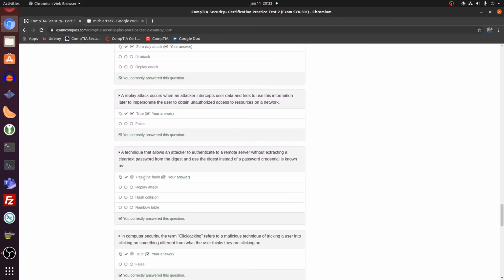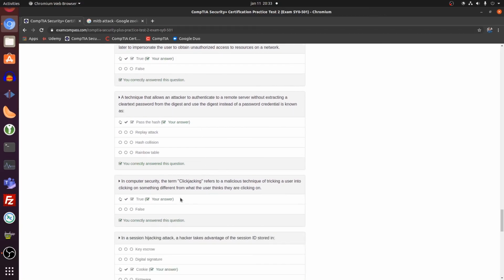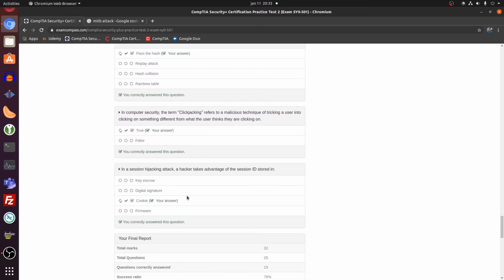This is correct. This is correct. Pass the hash. Hey man, pass me the hash. Anyway, moving on. Correct. Clickjacking. Session hijacking. It's stored in the cookie. The session ID of that session is stored in the cookie. Okay. So a hacker can look inside your cookie, get the session ID, and maybe take over the session.